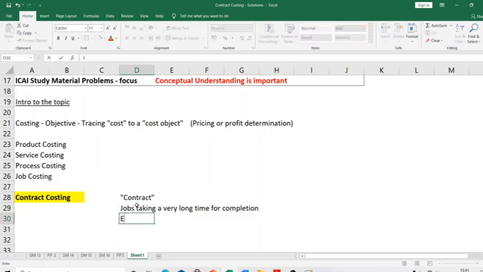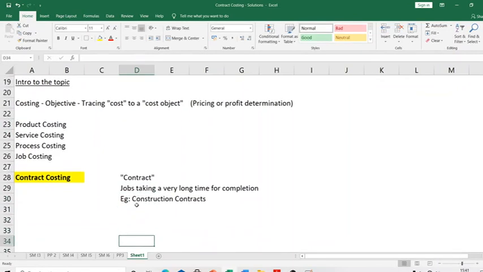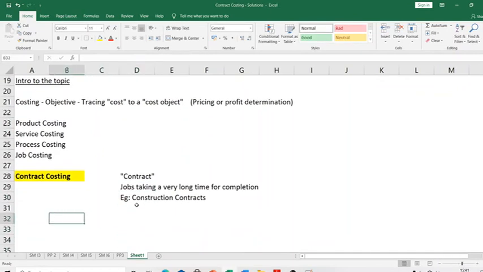Best example that I can give you is construction contracts. Construction contracts which are taken by construction companies, they will definitely adopt a contract costing system, because most of the jobs that they undertake are not going to get over in 1 day, 2 days, or 3 days, or 1 week, 2 weeks, or 1 month, or 2 months also. They're all going to take a lot of time, and in most cases, that activity might cut across one accounting period and might even go to the other accounting period. Right? In most cases, it would.